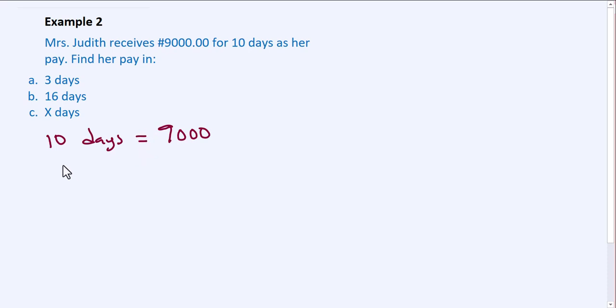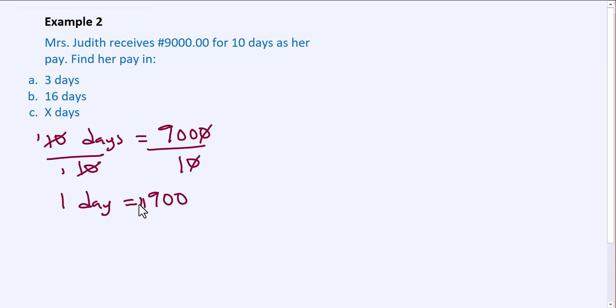You understand? So if we divide both sides now by 10, you see that it tends to cancel out, so we'll have 1. So 1 day is equal to, the zeros can cancel out to give us 900. So in 1 day, Mrs. Judith receives 900 naira. Okay, so in 1 day, A says we should solve for what? Solve for 3 days. So let's do that here.